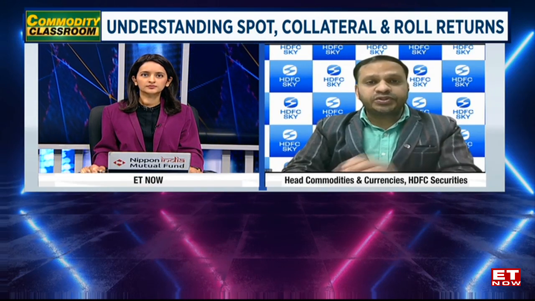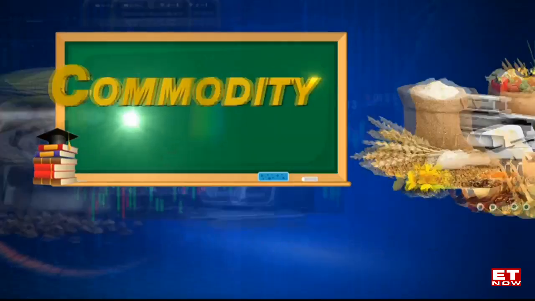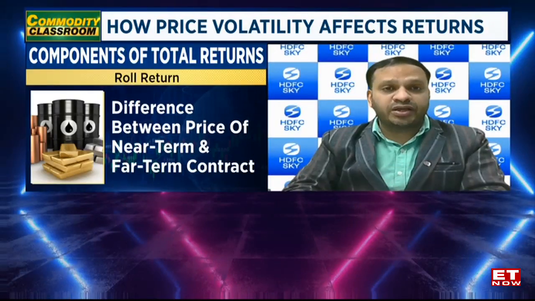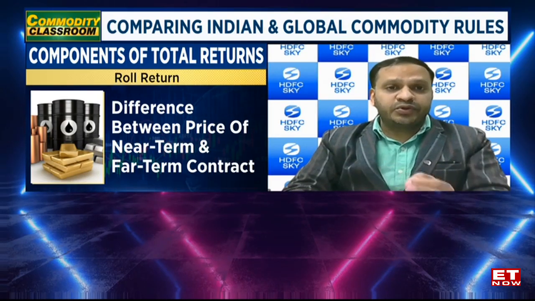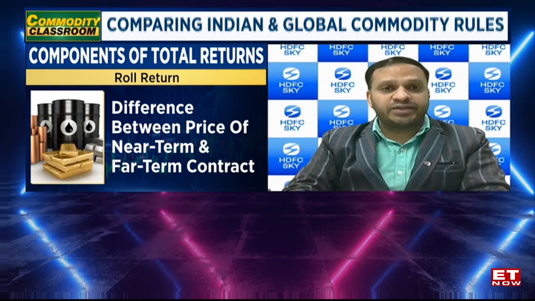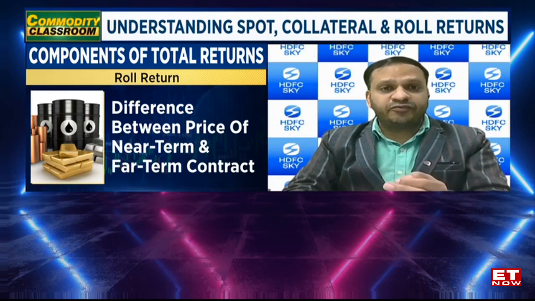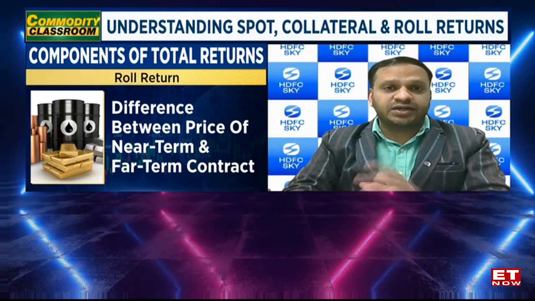And if you talk about the rollover return, that is one kind of trading strategy where traders are using the exchanges to trade in the commodity. We have seen that there are two types of rollover return: contango and backwardation. When the future price is higher than the spot price, that is called contango, and when the future price is lower than the spot price, that is backwardation.